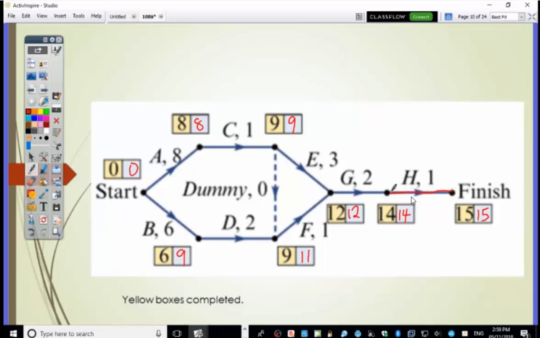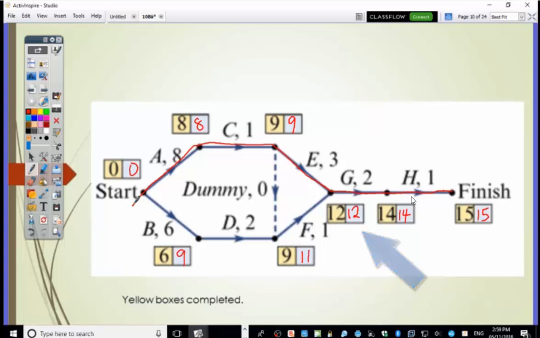So there's no floats there. 12, 12, 9, 9, 8, 8, 0, 0. That is called the critical path. This A and C and E and G and H all have to be completed on time for the whole activity to finish on time. There's no spare capacity to delay. This one, you can take 3 units spare here, and you've still got a couple of units spare there. As long as you get to here by day 12, you're fine.